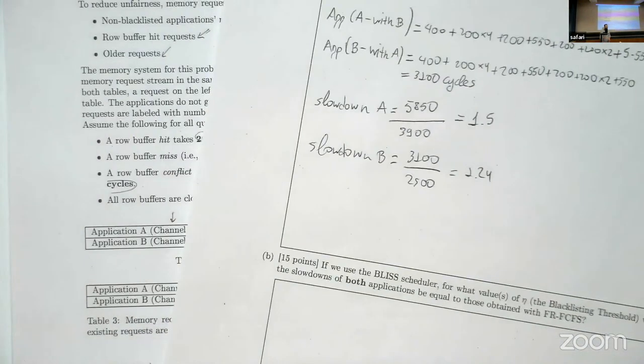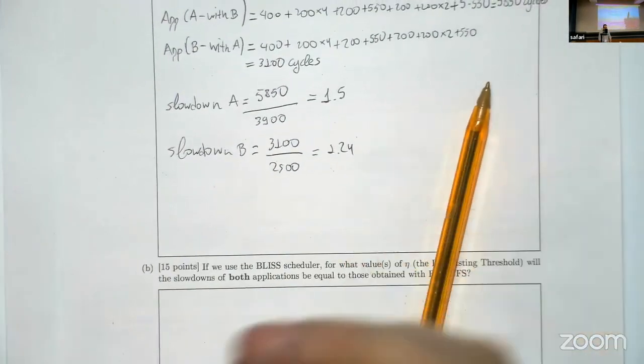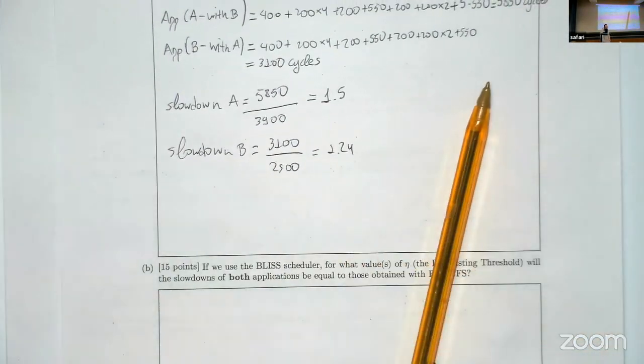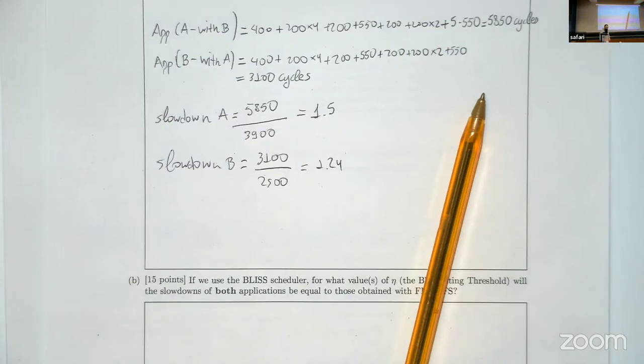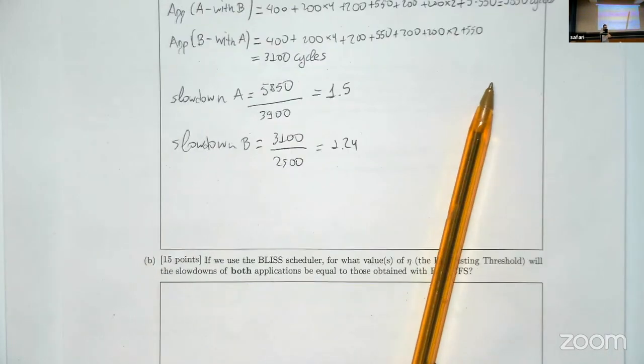Yeah, but we need to configure n, right? So we need to configure the number. So BLISS, what does it do? It sees a stream of requests. If for some reason the memory controller services n requests from the same application, then it starts slowing down this application. It deprioritizes it, right?